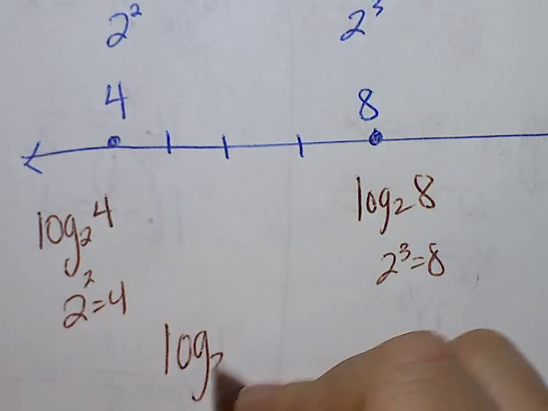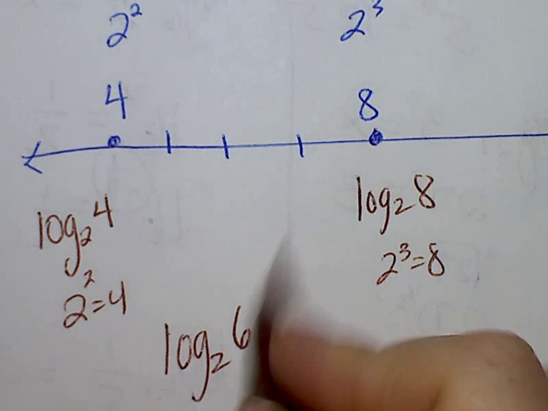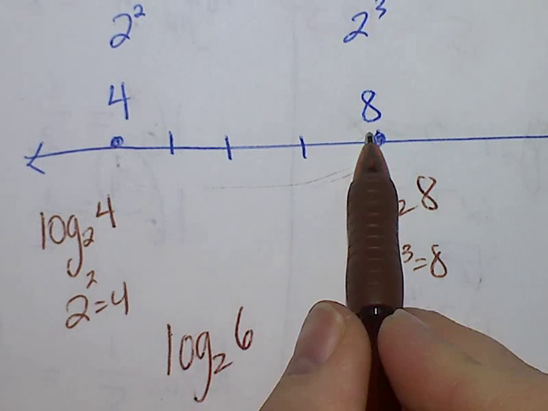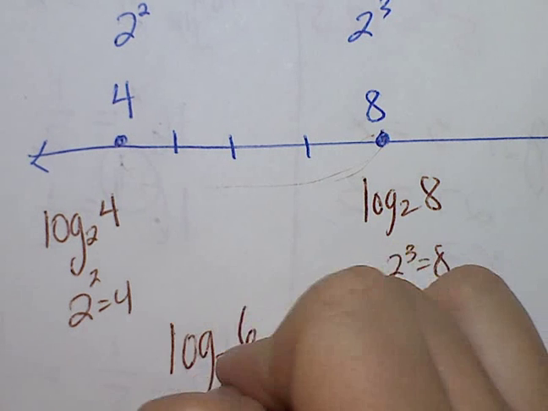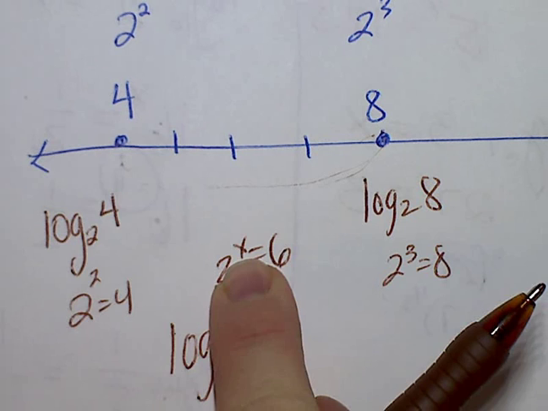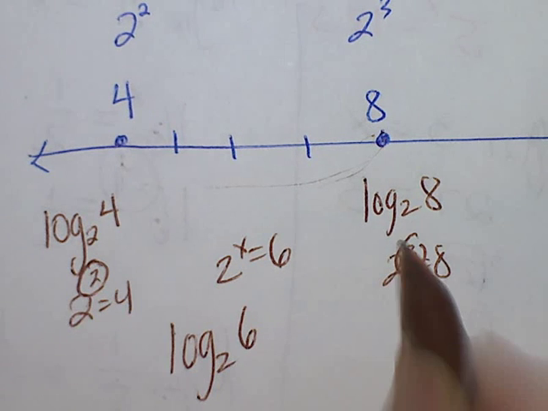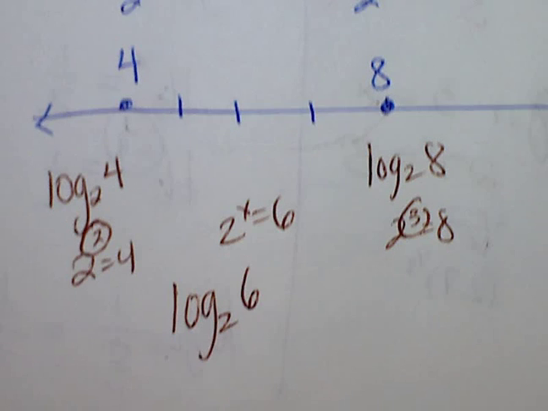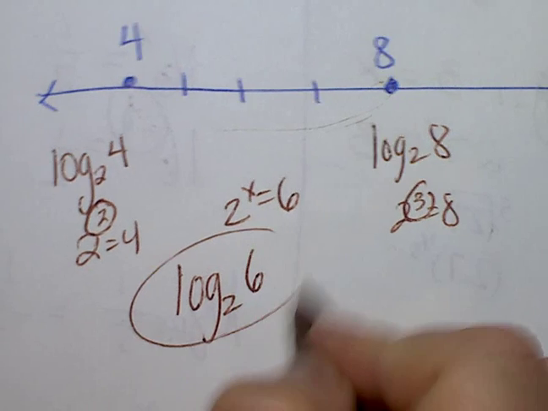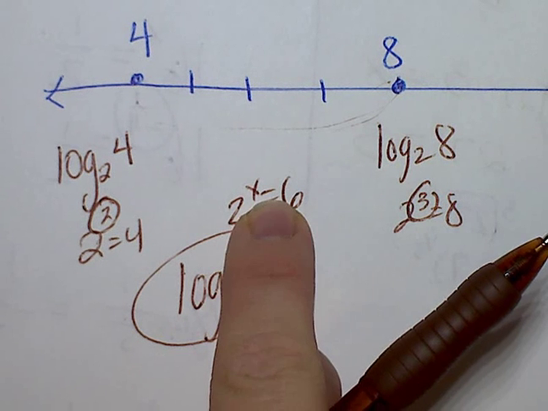Well, what if I wanted this one? Log base 2 of 6. I know it's going to occur somewhere in between 4 and 8, and I know it's going to have an exponent of 2 to the x equals 6. So I know that x will be between 2 and 3. I just don't know exactly where it's going to occur. You're going to get an irrational number or an ugly decimal. So using the log function, we can accurately evaluate this equation.